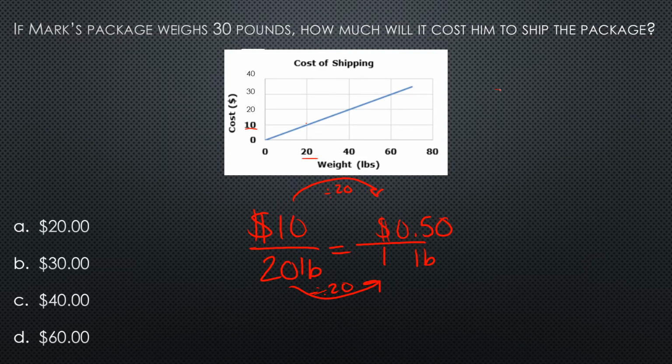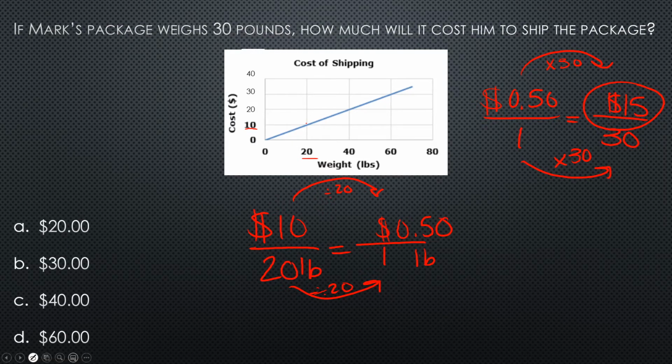So if I'm paying 50 cents for every 1 pound, and Mark is going to ship this package that weighs 30 pounds, I need to multiply top and bottom by 30. And when I do 0.5 times 30, I get 15. So Mark is going to pay $15 for his package. I forgot to change the answer choices, so it's not one of these. However, this is how you would solve this problem. So first, find your unit rate, determine how much they charge for every 1 pound. Then take that price and multiply it by how many pounds Mark's package is.